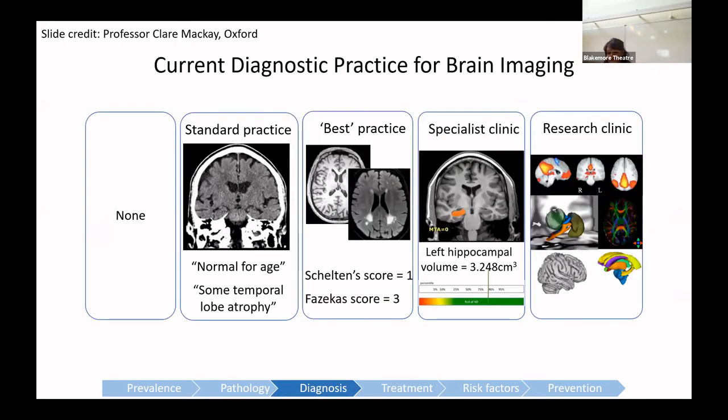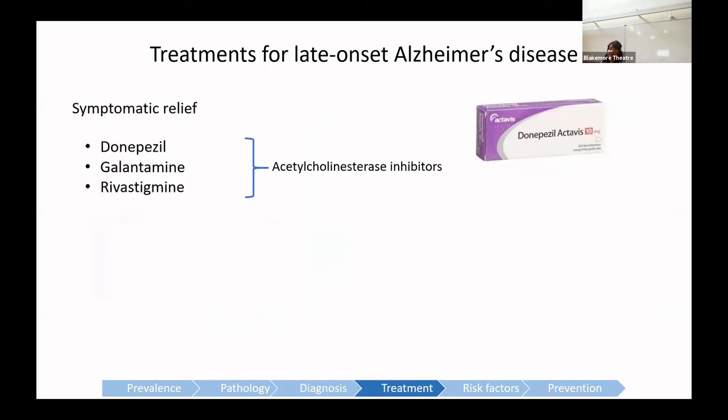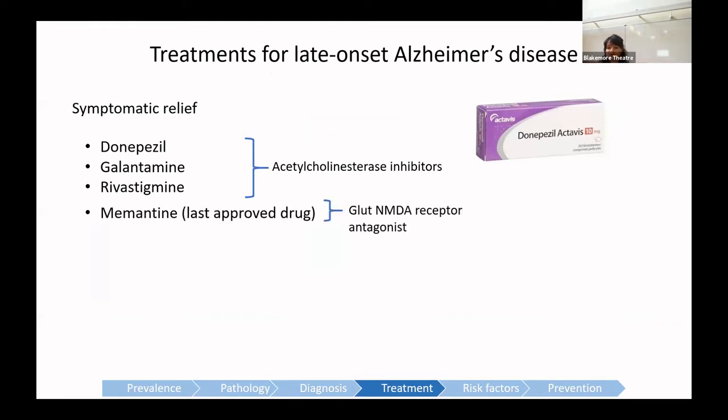Now, let's say you've got a patient who's come into the clinic, they've got a diagnosis of Alzheimer's disease. What's the next stage? Well, currently, there are a few treatments that are available for late onset Alzheimer's disease, and these are acetylcholinesterase inhibitors. You also have an NMDA receptor antagonist that's available. And these are drugs that don't slow down the progression of the disease, but they do provide some symptomatic relief.